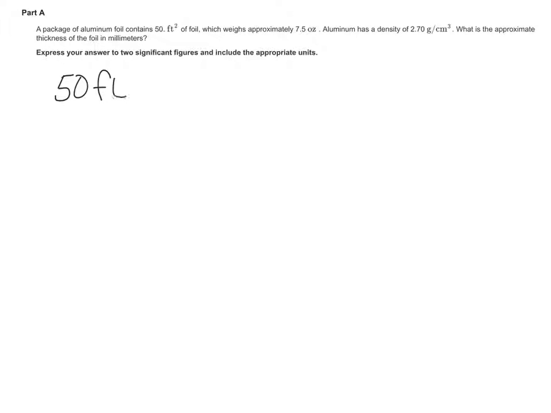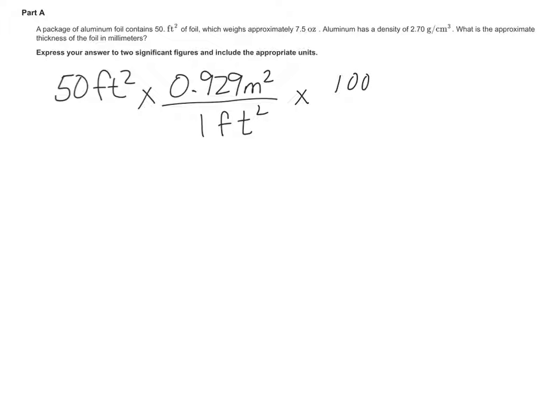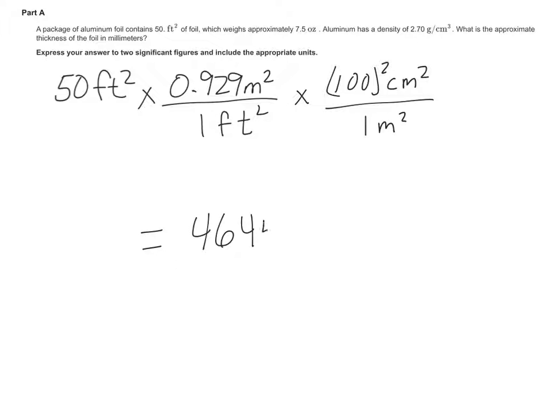So the first thing I'll do is convert 50 square feet into square centimeters. I want to do that because the density that was given has cubic centimeters in it, and square centimeters is going to get me closer to where I want to go. So I use the conversion factor that I looked up between square meters and square feet, and then I'm converting from square meters to square centimeters using the second conversion factor. I get 46,450 square centimeters.